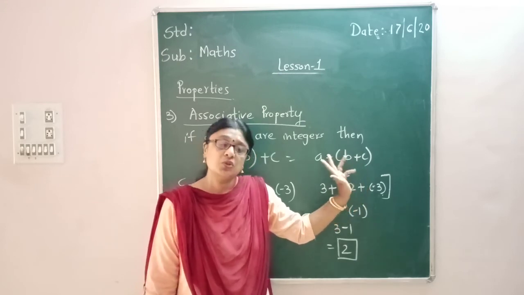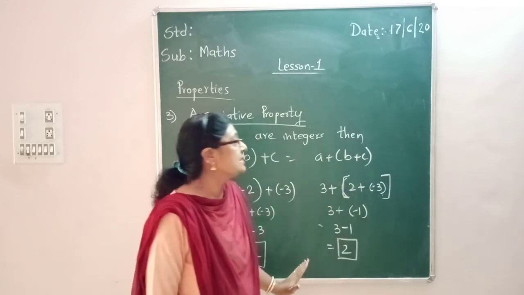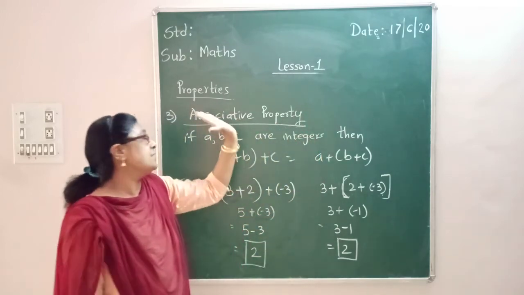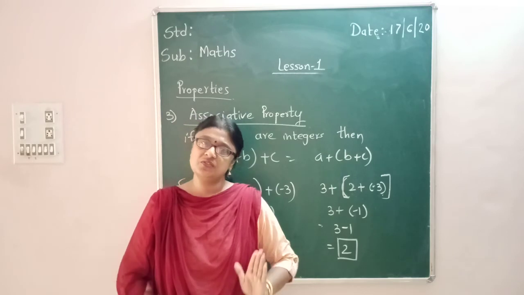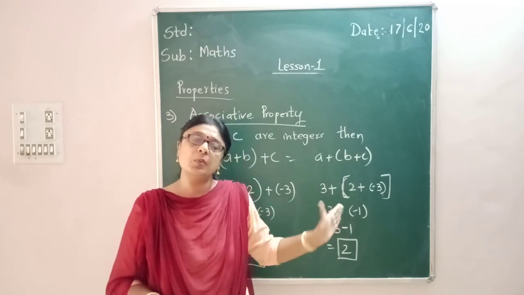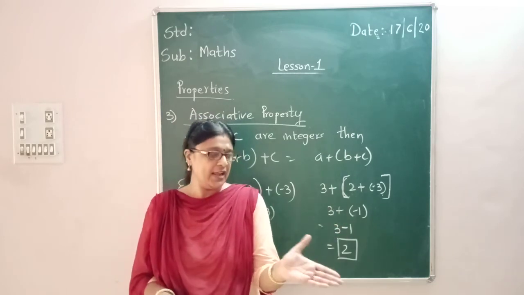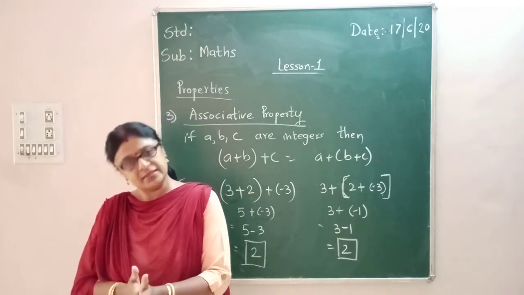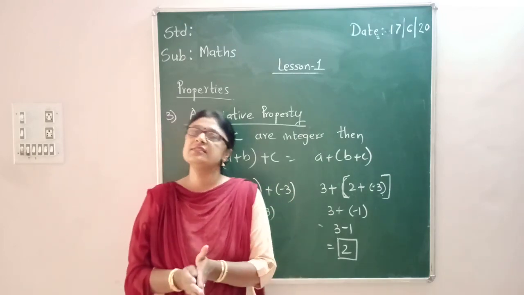Okay children? So for your homework, you just have to go through the properties, that is all the three properties which we have studied. In the next class, we will study about the additive identity, and I think that is exercise 1.2. So we'll go further with that. Till then, just revise these properties.